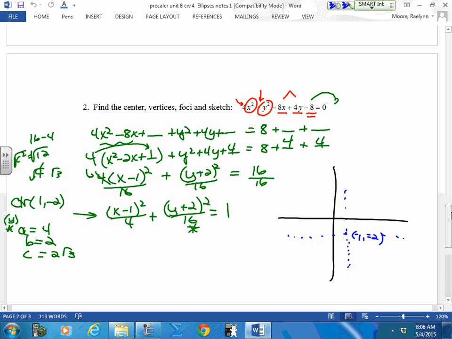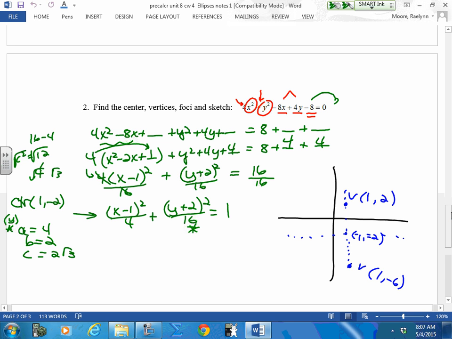So if I go up, which one am I changing, the x or the y? The y. So if I go up 4, what's this point going to be? 1, 2. Good. If I go down 4, what's this point going to be? Good. 1, negative 6. Everybody good with that? Same thing we did with your parabola.